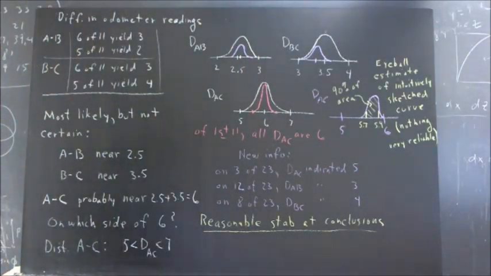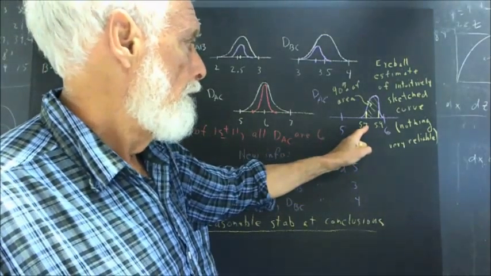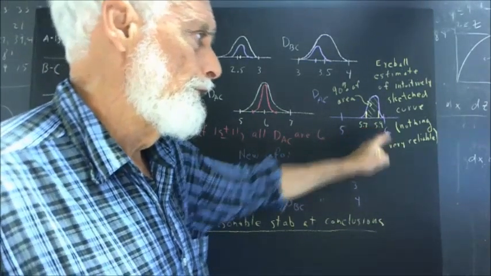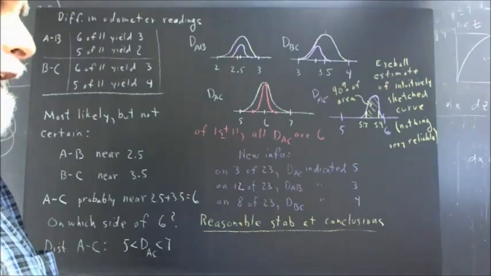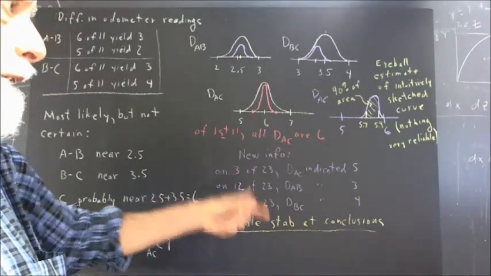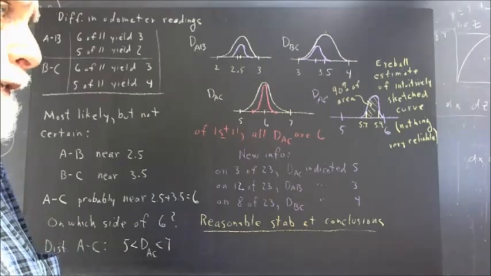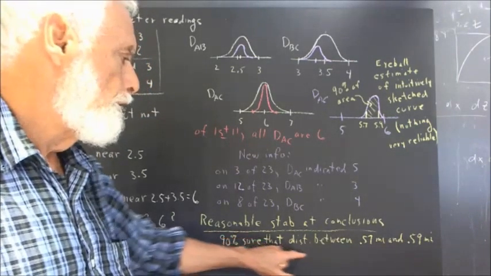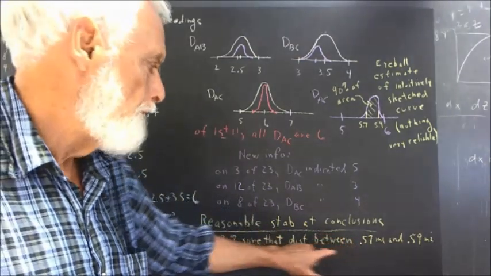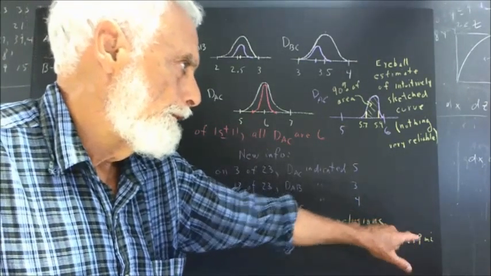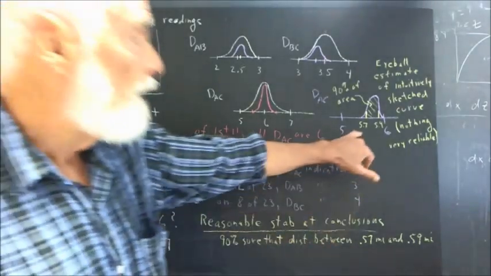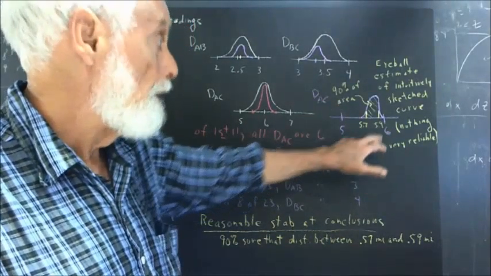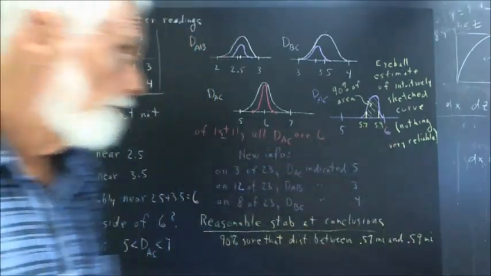So our reasonable stab at conclusions would be that we're 90% sure that the distance is between 5.7 and 5.9 units. 5.7 and 5.9 tenth-mile units. So I've written the statement: we're 90% sure that the distance is between 0.57 and 0.59 miles. Remember, this is 5.7 tenths of a mile, 5.9 tenths of a mile.